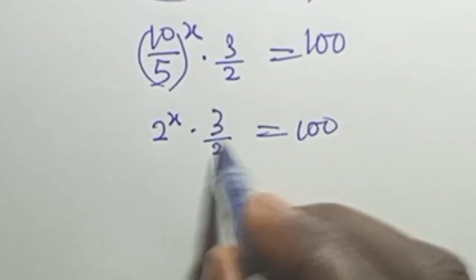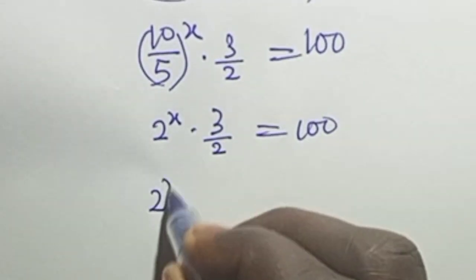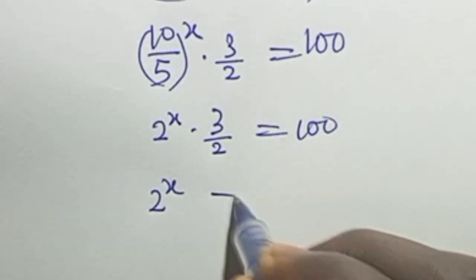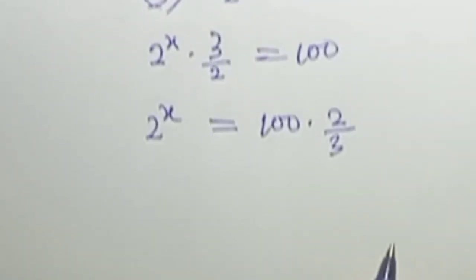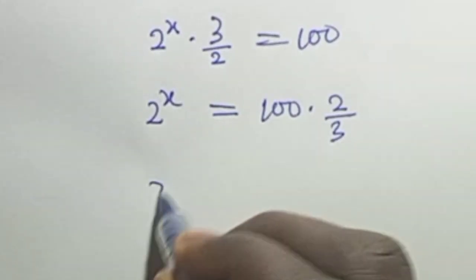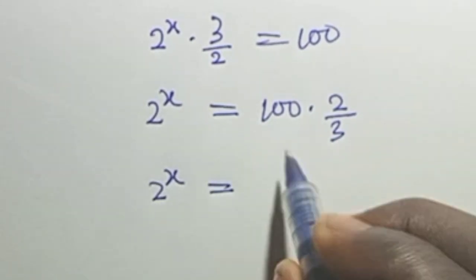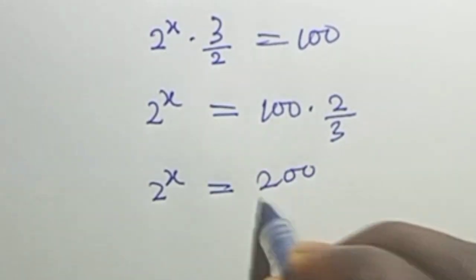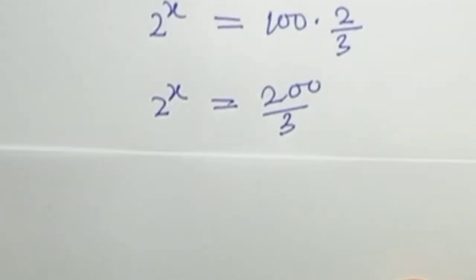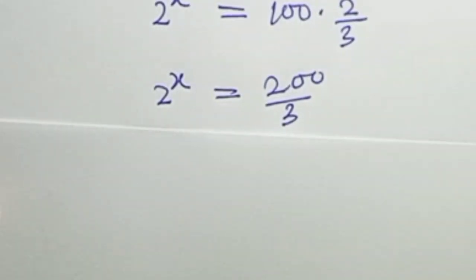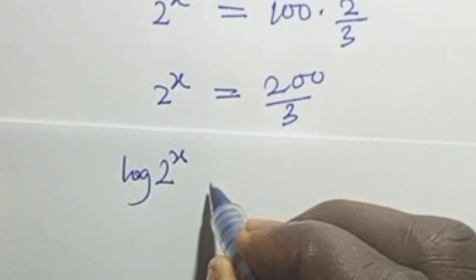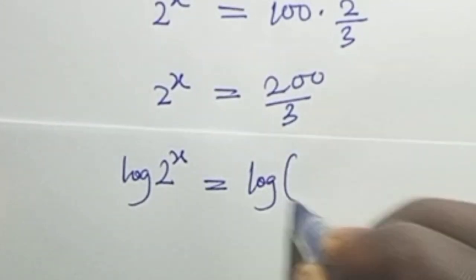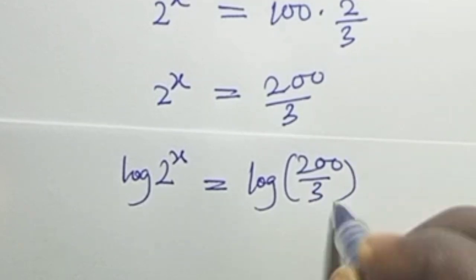Here we can divide both sides by 3 over 2. So we have 2^x equals 100 times 2 over 3. And this becomes 2^x equals 100 times 2, 200, all over 3. So we take the log of both sides to base 10, that is to say log 2^x is equal to log 200 over 3.